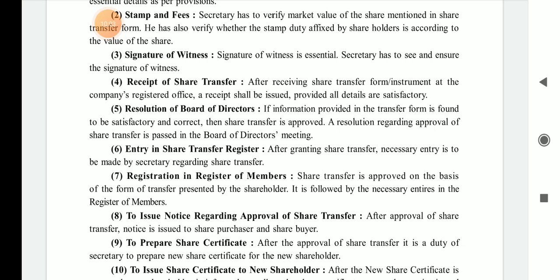Now, to issue notice regarding the approval of the share transfer. After approval of the share transfer, notice is issued to the share purchaser and share seller. See, after the approval of the share transfer is given, notice should be issued to a share purchaser and share seller.